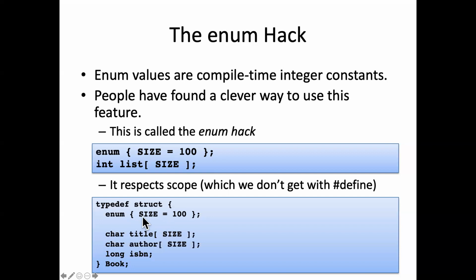But if you use size to mean one thing in one struct and someone else uses it inside a different struct with a different value, the compiler isn't going to complain about that. This isn't what enum was made for, but this is a thing that people sometimes do with it. Again, because all the enumerated values are considered compile time constants. Questions?